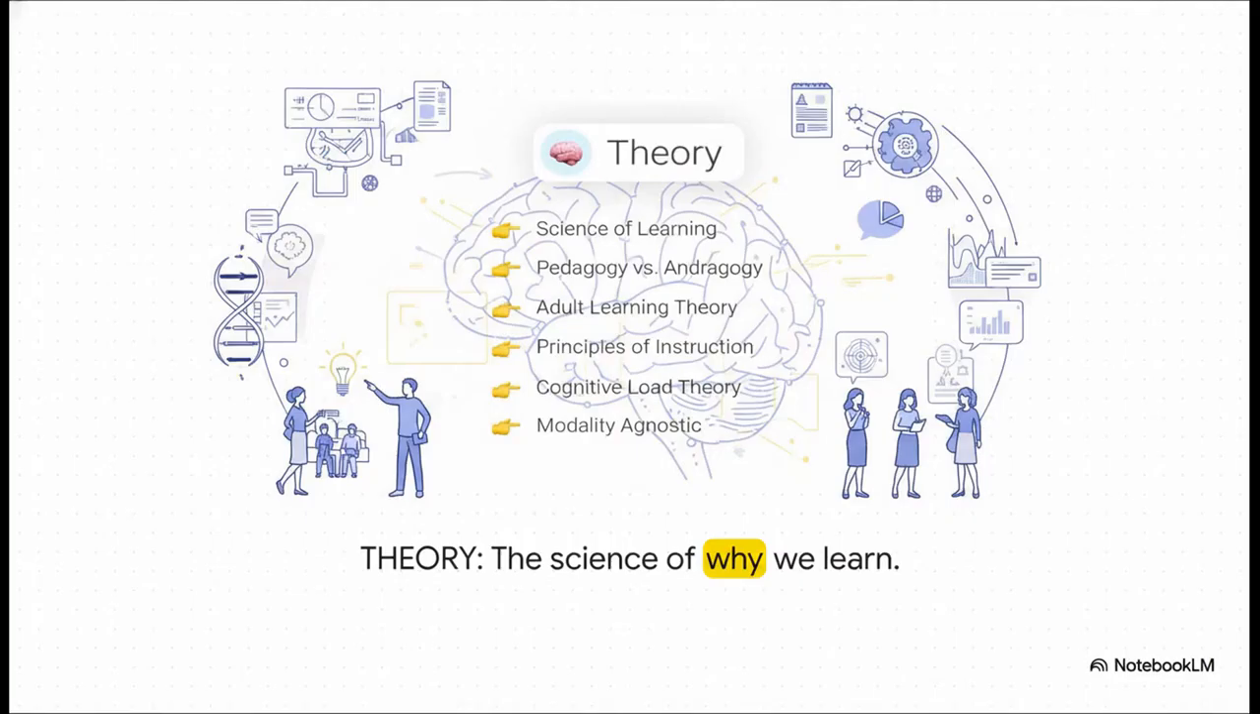So first up, let's talk about theory. This is the science part. It's all about understanding these deep principles, like, for example, why adults learn so differently from kids, or how you can present information without totally overwhelming someone's brain. This knowledge is the foundation for every single design decision we make.